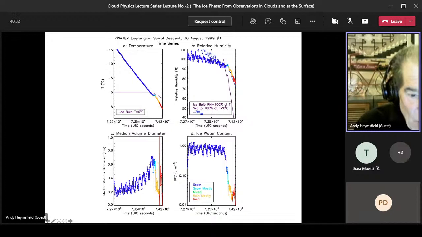And then here's the median volume diameter. And here, I guess the humidity is sufficiently low to cause some sublimation. But the other reason the median volume diameter changes is due to melting. So that is, you know, the snow then shrinks to basically a water drop. So that shows it here. Again, you see it dropping off rapidly as it melts.